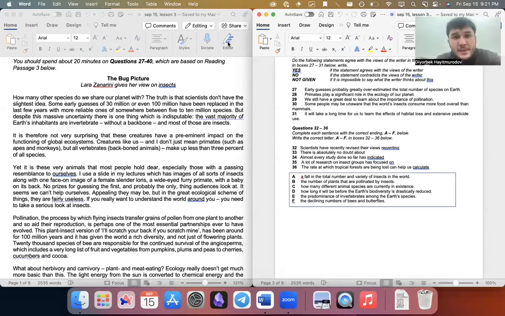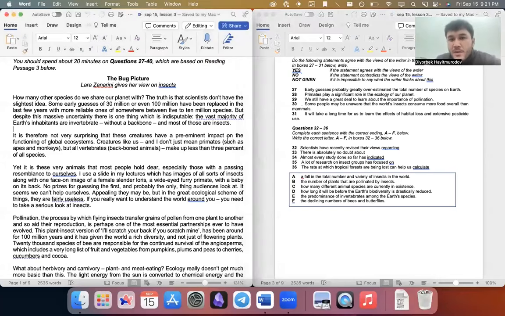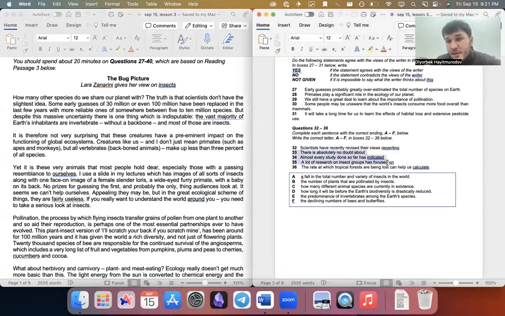In reading passage three, you usually have multiple choice, yes, no, not given, and summary completion. But every now and then you might have matching sentence ending questions. Although it's a matching question, these come in order. What it means is that you'll find them in the same order as the information provided in the text.